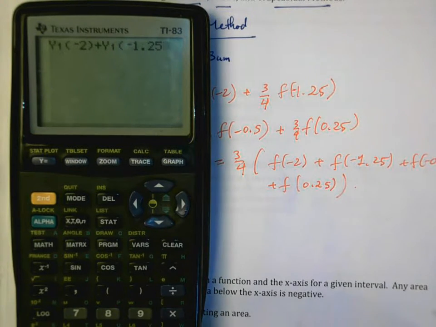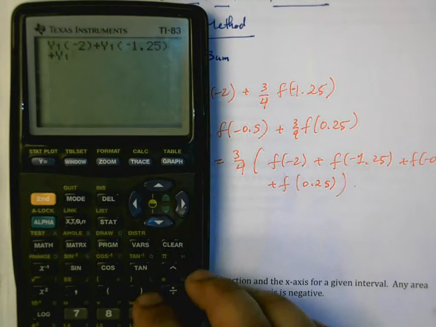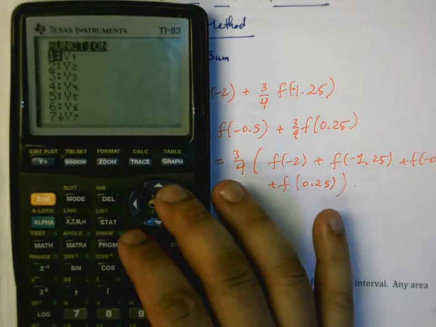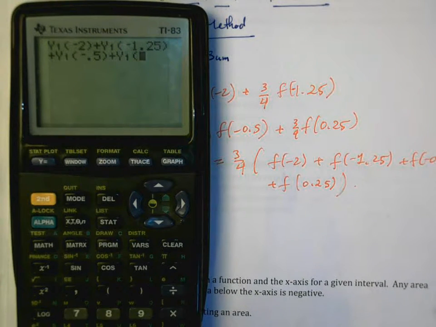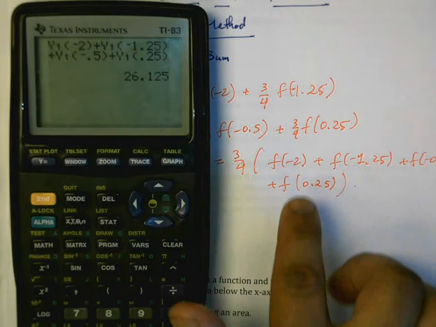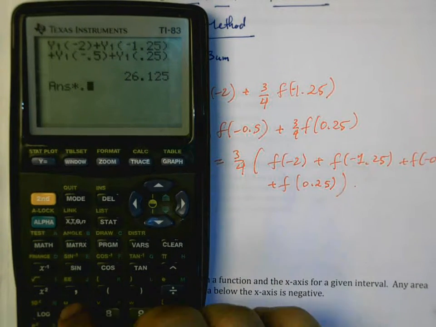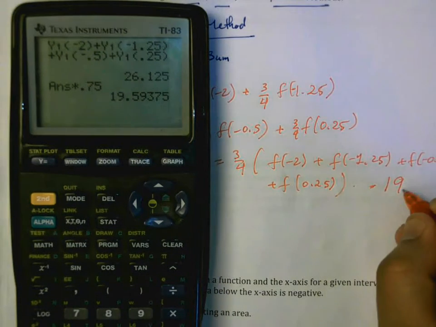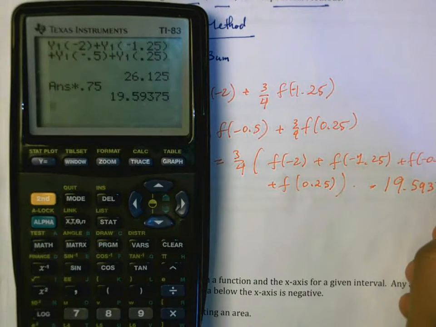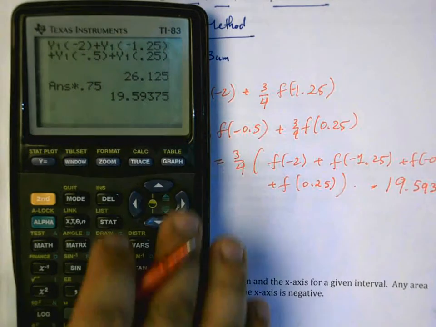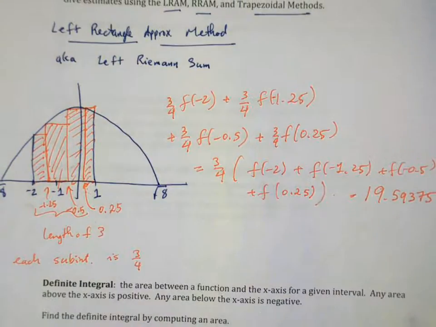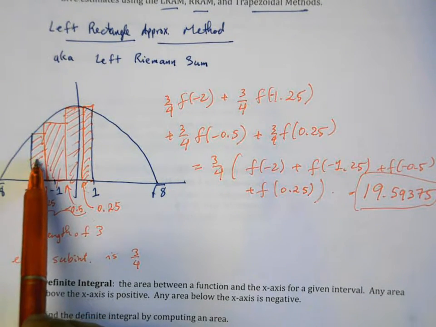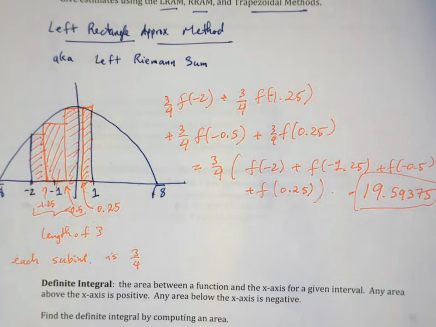1.25 plus f of negative 0.5 plus f of 0.25. Okay, so that gives me this sum, and then just multiply it by 3/4. So that is 19.59375. Okay. And you can see here, this is not an exact answer at all. This is just an estimate of this area. You can see that in certain parts here we are underestimating it, and over here we are overestimating it.